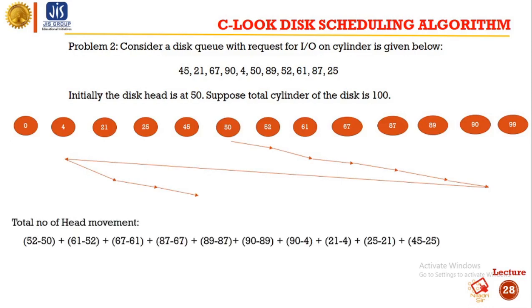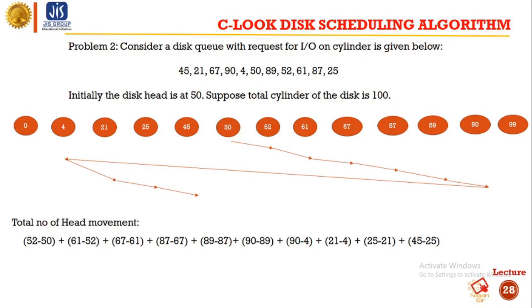Okay, so from 50 we have moved to 52, so the head movement is 52 minus 50. From 52 we have moved to 61, so the total movement is 61 minus 52. From 61 we have moved to 67, so the total head movement is 67 minus 61. From 67 we have moved to 87, so the total head movement is 87 minus 67. From 87 we have moved to 89, so the total head movement is 89 minus 87.